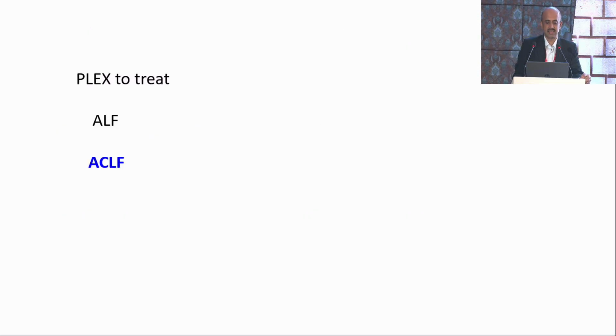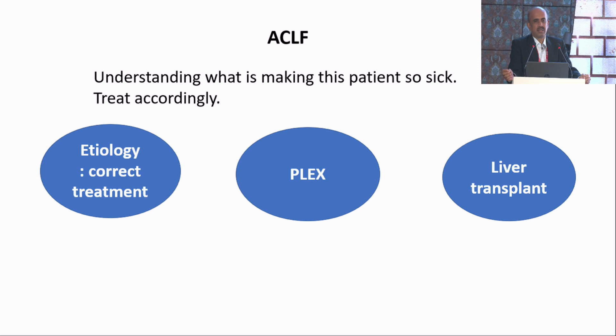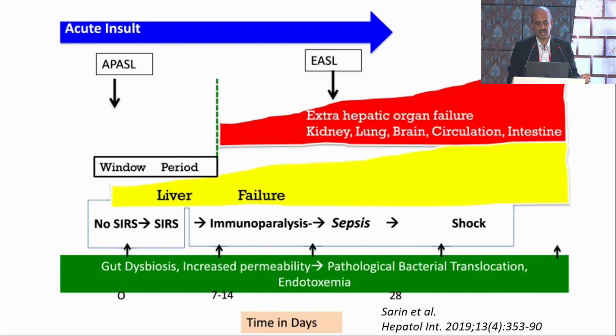I'll move on to ACLF. Now in ACLF, I think how I would approach is try to understand what's making this patient so sick, look for the etiology, and if there are any treatments we can use to address that, I would do that. Consider PLEX. I would do PLEX earlier in the illness and consider liver transplant a little later in the illness, who are more severe disease.